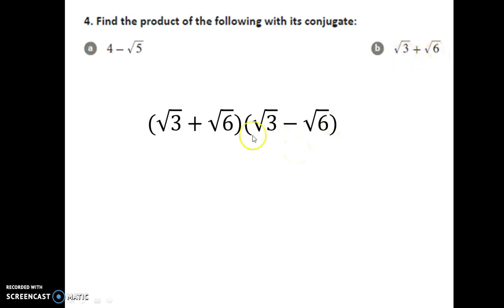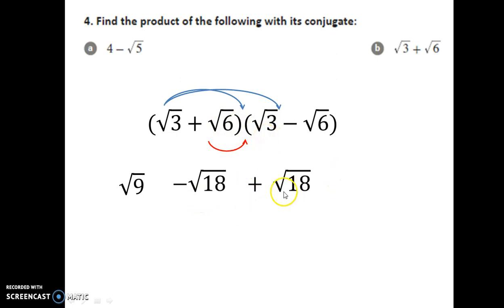So we have root 3 plus root 6. Its conjugate is this. So let's multiply. Root 3 times root 3 is root of 9. Then root 3, oh, those arrows aren't long enough, sorry about that. Root 3 times this one is negative root of 18. Then it's going to be this one times this one, which will be positive root of 18. So those are the ones that are going to cancel. And then root 6 times negative root 6 is negative root of 36.